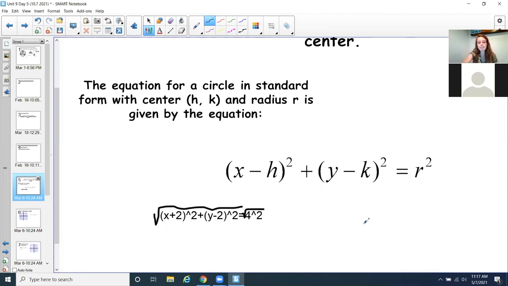Which makes sense because this is just telling you that all the points for this equation are going to be this distance, your radius, from your center. Which makes sense, right? That's what a circle is. It's just all the points equidistant, or the radius far away, from your center. So that's how you get your equation of a circle.